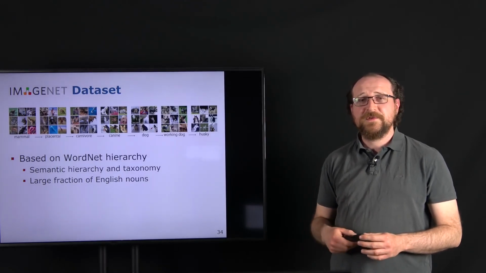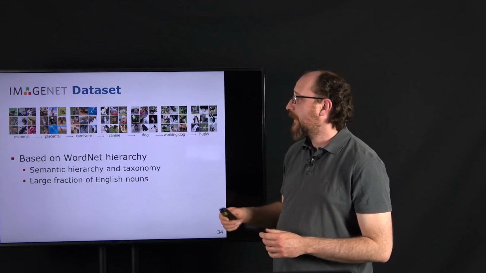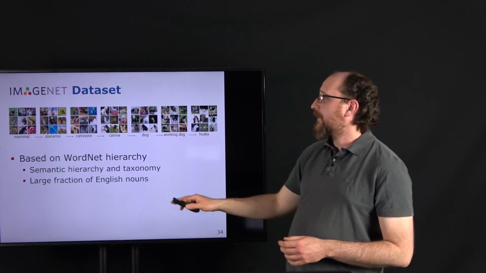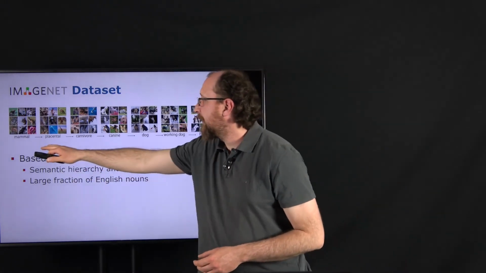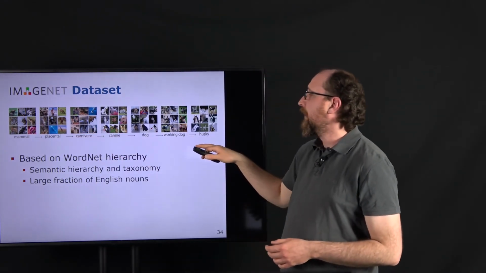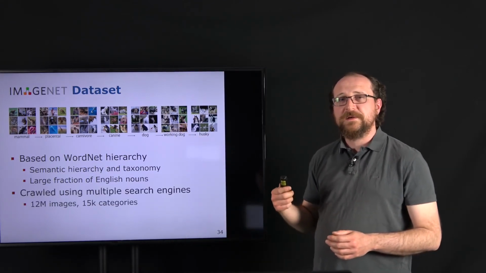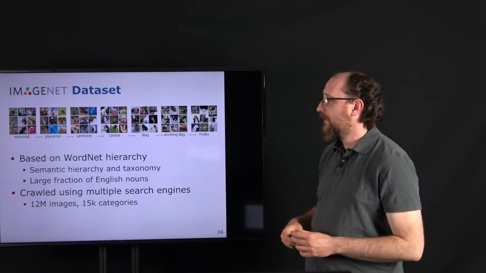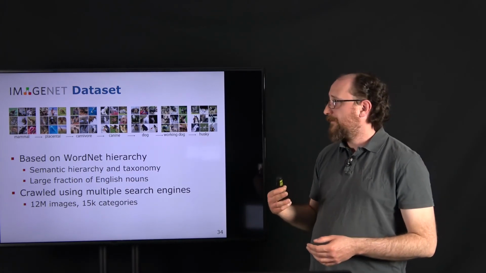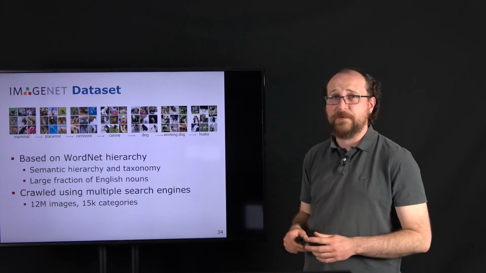Here, ImageNet was motivated by the WordNet hierarchy. The WordNet hierarchy is a semantic representation of terms from the English language that represent a hierarchy, something like mammal, placental, carnivore, canine, dog. So it goes from more general to more specific. And the developers of the ImageNet dataset used these terms and then used image search engines to crawl images from the internet corresponding to these terms.